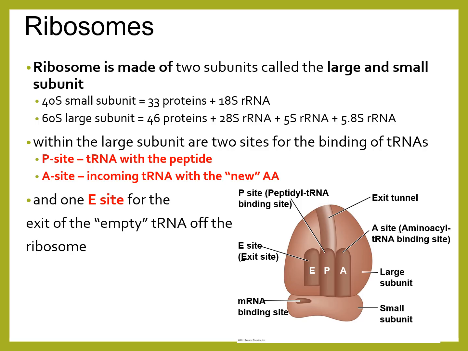Put it very simply, the P site is where you are going to find the tRNA with the old amino acid attached to it. Actually, at the P site, you'll find the tRNA with the peptide attached to it. And the A site is where you'll find the brand new incoming tRNA with the amino acid that you want to attach. Empty tRNAs leave the ribosome through the exit site.